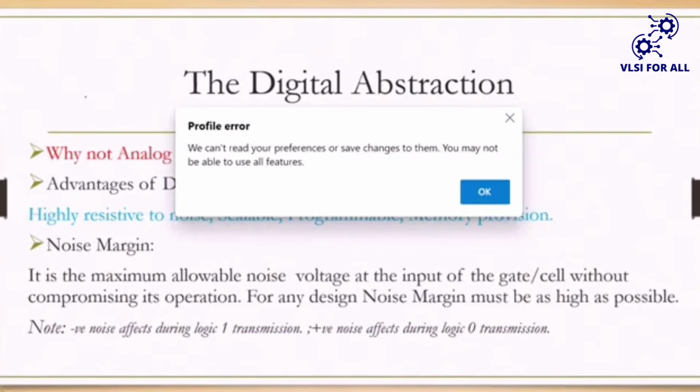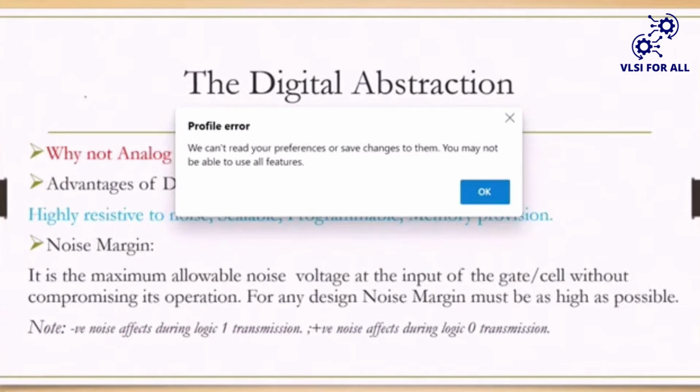Even when noise is included, nothing happens to that cell. That's what noise margin is. So team, let's assume a particular cell has 1 volt of noise margin. Up to 1 volt means noise of 0.25, 0.5, 0.75, 0.99 is included. Even then, nothing happens to that particular cell because it has a noise margin of 1 volt.